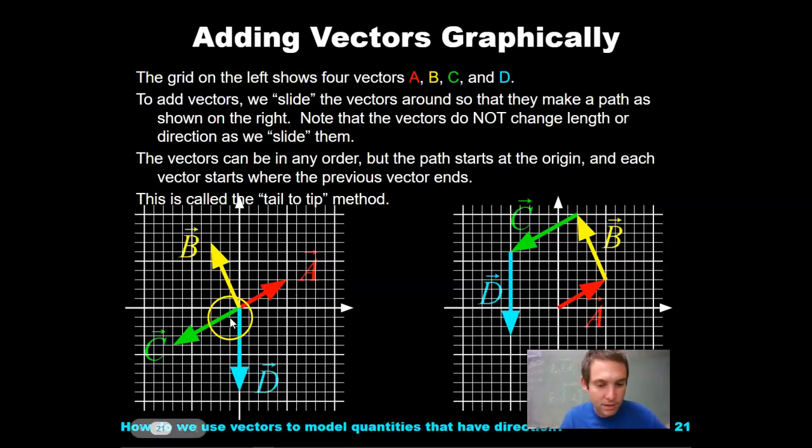Tail-to-tip is probably better. So what that means is we're going to start with vector A, starting at the origin, and we draw vector A. Then we're going to take vector B, and slide it on over so the tail end of B is touching the tip end of A, tail to tip, as you can see here. Then we do the same thing with C, moving C so the tail end of C is touching the tip of B. Right there. And then finally we do the same thing with D. We slide it on up so the tail of D is touching C.